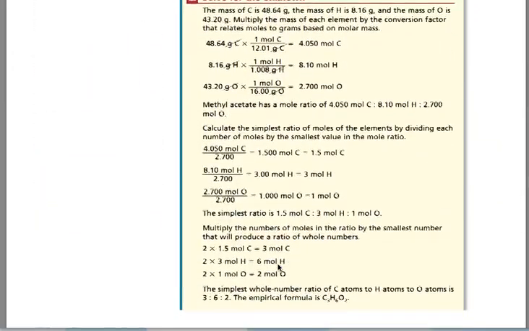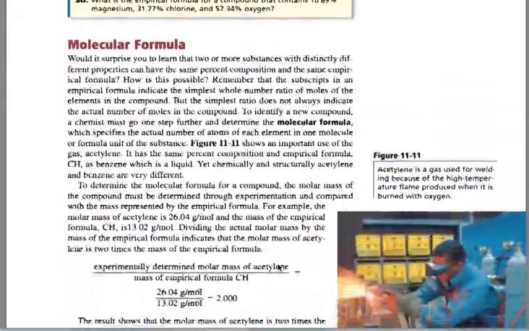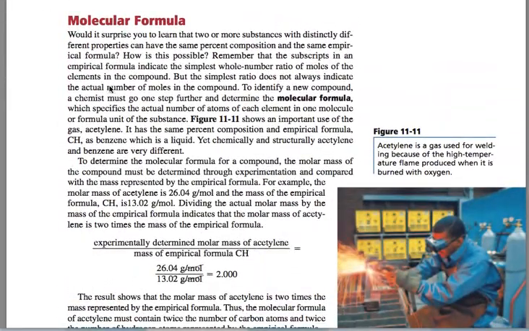Again, try the problems. Molecular formula. Would it surprise you to learn that two or more substances with distinctly different properties can have the same percent composition and the same empirical formula? How is it possible? Remember that the subscripts in an empirical formula indicate the simplest whole number ratio of moles of the elements in the compound. But the simplest ratio does not always indicate the actual number of moles in the compound.